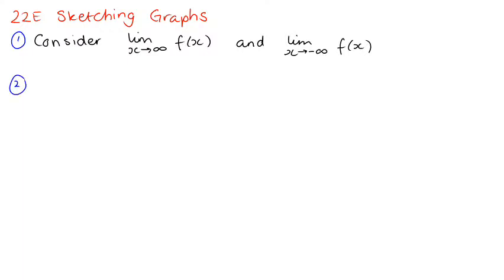The second one is you need to consider the limit as x approaches any other asymptotes.